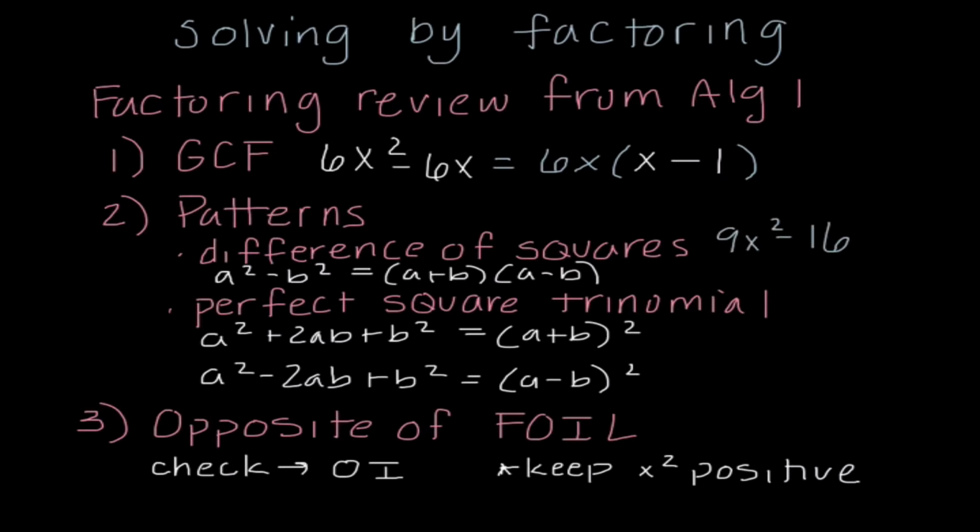For example, if I had something like 9x squared minus 16, there's not a common factor here, but I noticed that 9x squared is a perfect square. In fact, that would be 3x squared. I also know that 16 is a perfect square, so I'm going to have 3x plus 4 and 3x minus 4. The way that we can double check this is by using FOIL. First, outside, inside, last. So let's do that real quickly. I get 9x squared minus 12x plus 12x, which cancel each other out, minus 16. So we get 9x squared minus 16.